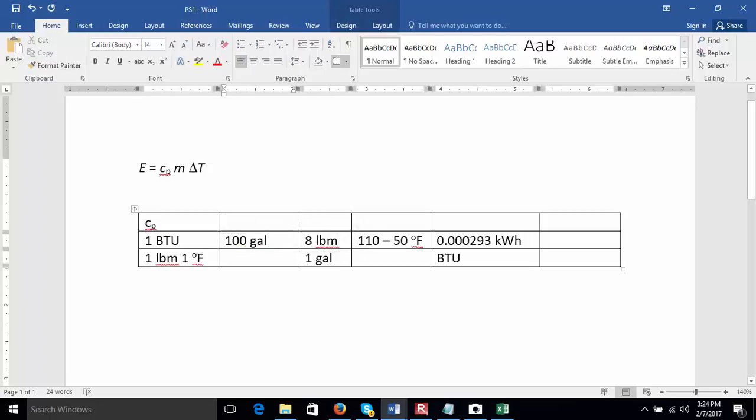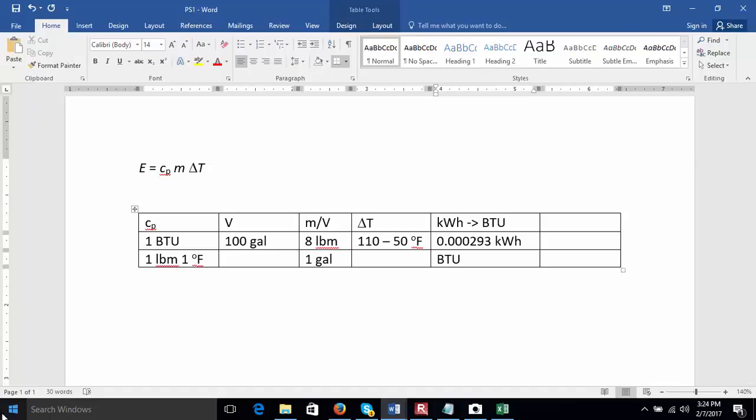This is the volume, and this is the mass per volume, or the density. This is our delta T, and this is our kilowatt hours to BTUs. That's our conversion. So all we're doing here is just multiplying these guys out. So at this point, I'll just hit the calculator.